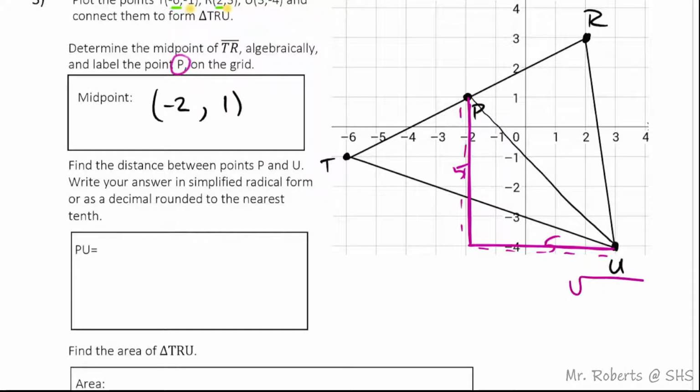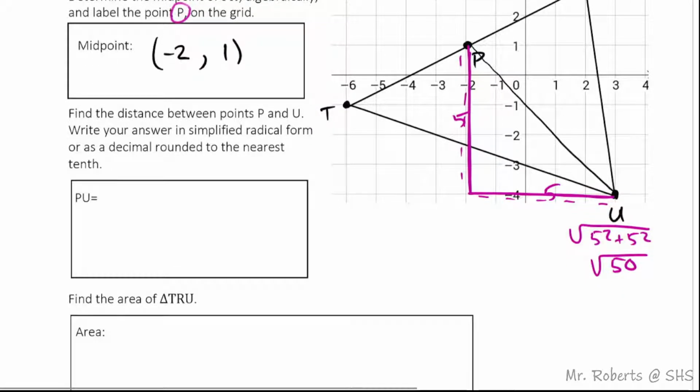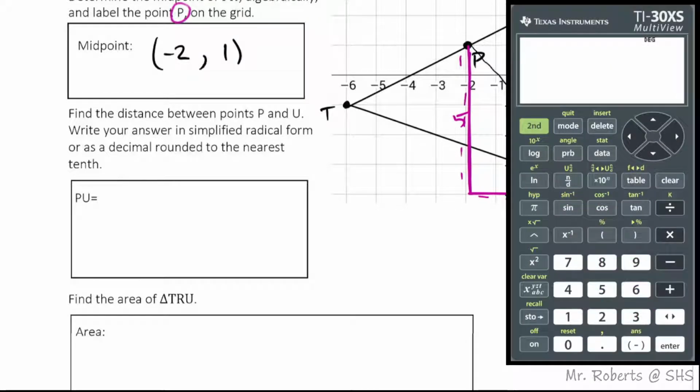So what we're looking at here for this distance between these is the square root of 5 squared plus 5 squared, which looks like the square root of 50. And that's 50 is 2 times 25, so this is the same thing as the square root of 25 times 2. So simplified radical version would be 5 root 2. And in fact, if we look at our calculator, we can say we want the square root of 5 squared plus 5 squared. And it gives us 5 root 2.